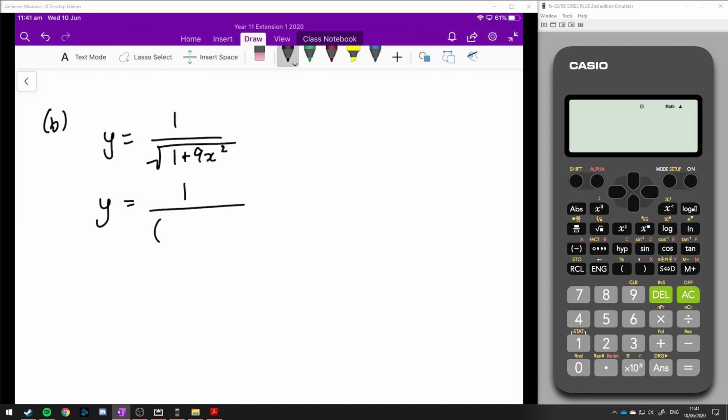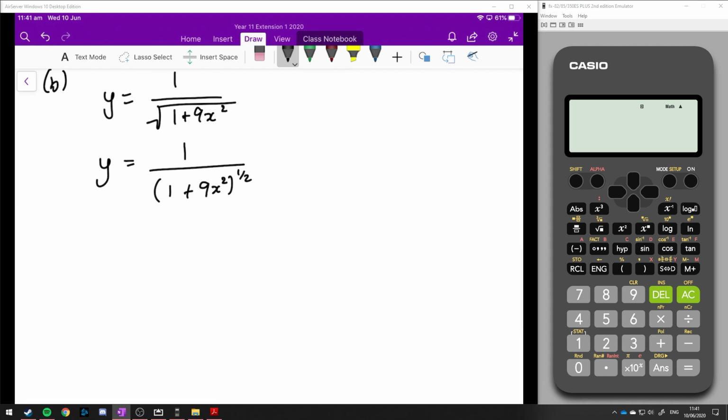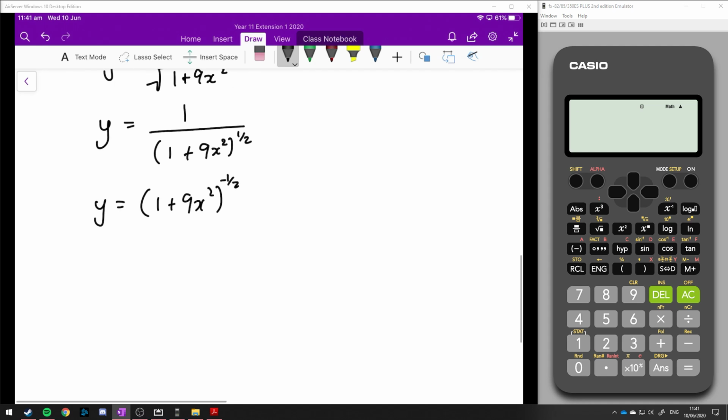Okay, so first things first, I'm going to rewrite this as y is equal to 1 over 1 plus 9x squared, all to the power of a half. The reason I'm doing that is because we know how to do stuff with this much easier. When we've got the square root on the bottom, it makes it too hard. I'm going to rearrange this so the 1 plus 9x squared comes on the top, but if I do that, I need to make the power a negative. Now we're going to let u be equal to 1 plus 9x squared. So du dx, sorry, not 9x squared, the 2 comes down and we get 18x, okay?